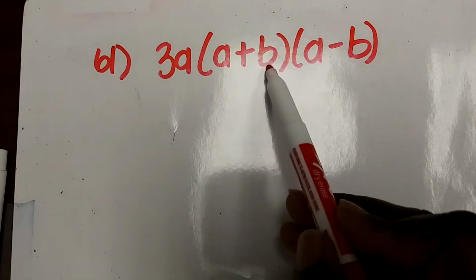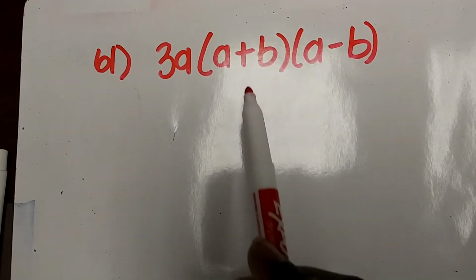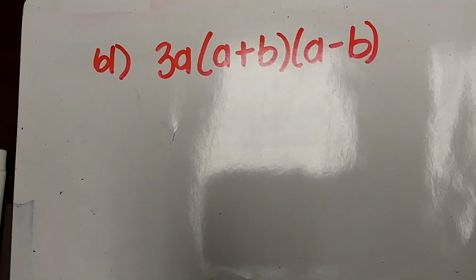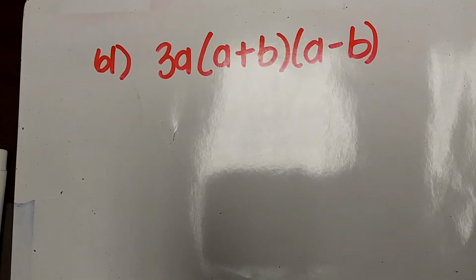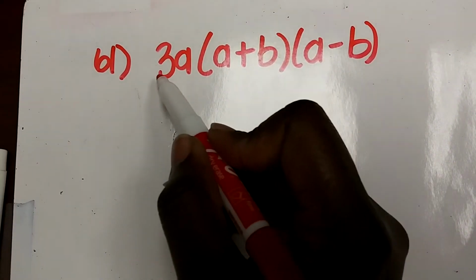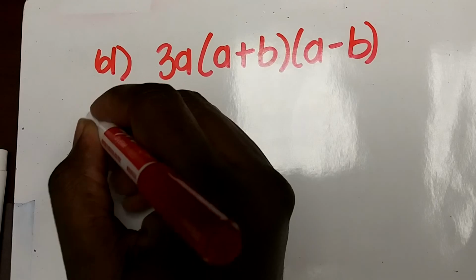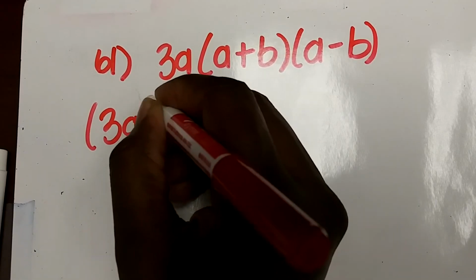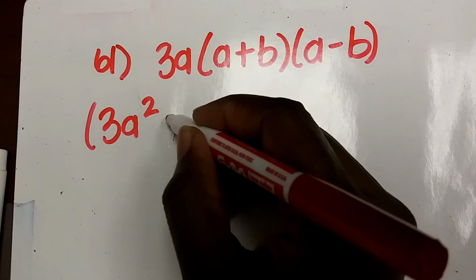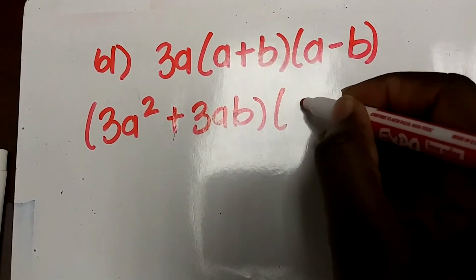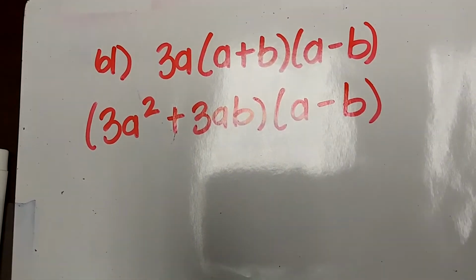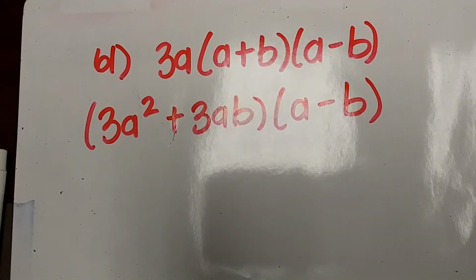I can distribute the 3a to a plus b, or I can apply FOIL and then distribute the 3a at the end. It really doesn't matter. So I think the way I want to do it is distribute 3a to the a plus b first. And remember that when you multiply, you add the exponents. So 3a times a is 3a squared. 3a times b is plus 3ab. And it's still multiplied to a minus b. So I do want to keep it in parentheses to indicate I'm still multiplying.